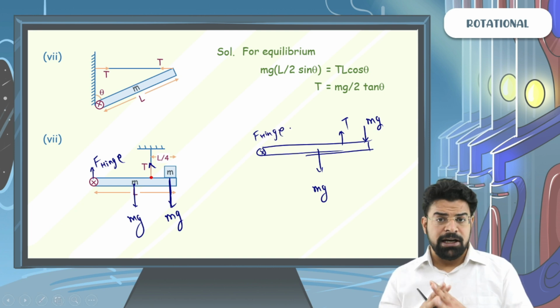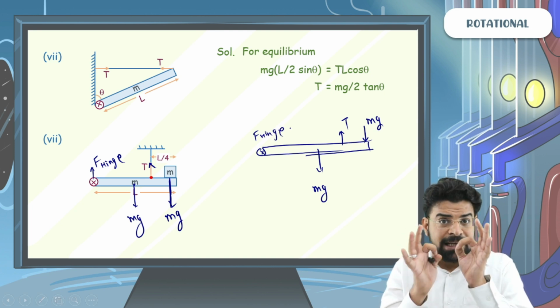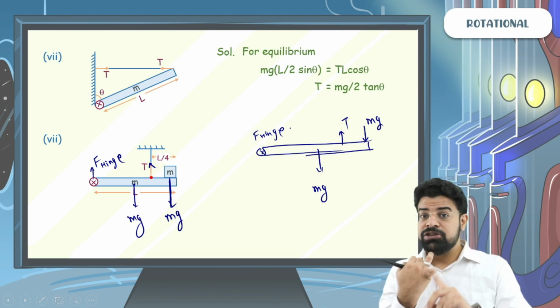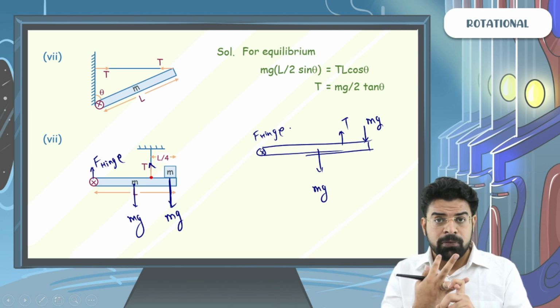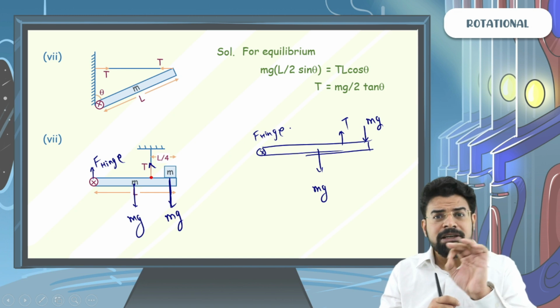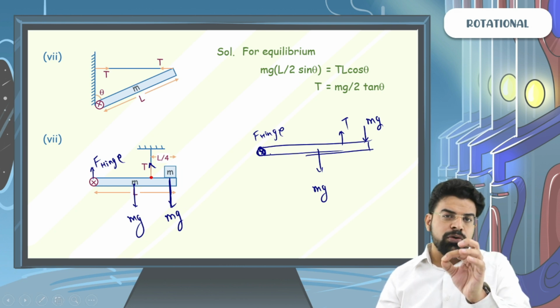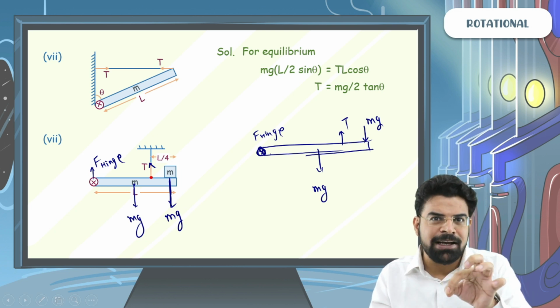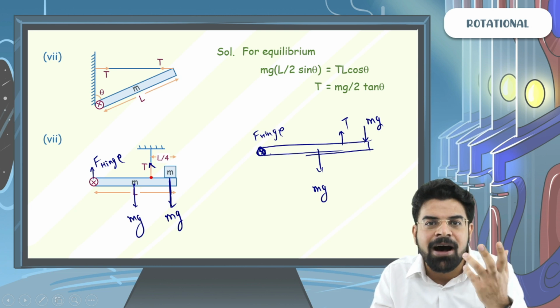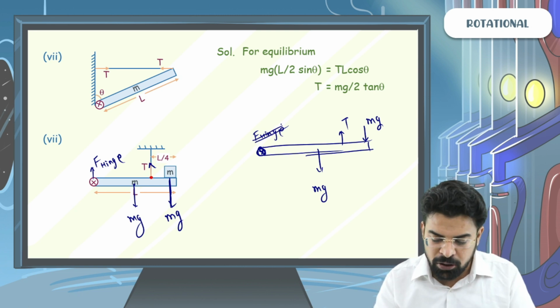Now we have learned that when a body is in mechanical equilibrium, the net force is 0 as well as the net torque is 0. The net torque is 0 about any point. Here I am making the torque balance equation about the hinge. So the torque due to the force of the hinge about the hinge will be 0, sir, as R is 0.